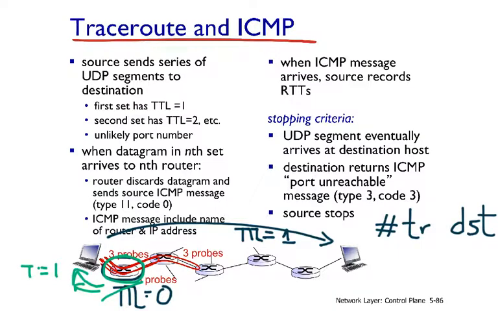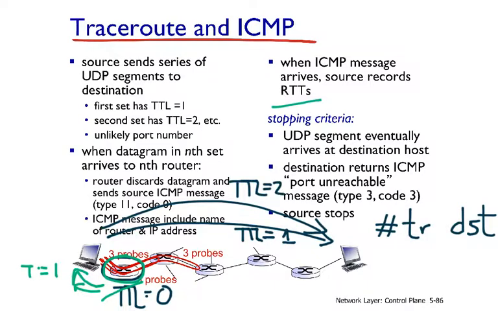Then this process is repeated 3 times, 3 packets with TTL equal to 1. Obviously, we will have the same information, but we have 3 different times in order to have an average round trip time to reach the first hop. If we want to know now the information about the second hop, we have to send another 3 messages with TTL set to 2.